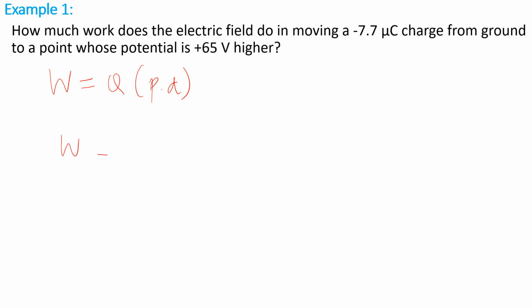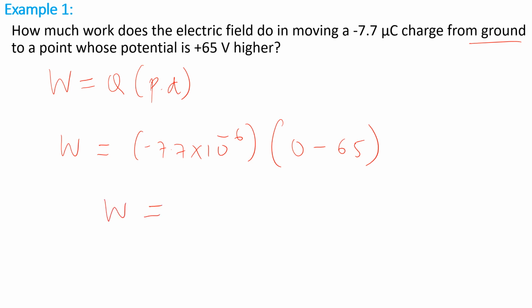So the work that is going to be done here is going to be the charge, which is negative 7.7 micro, that's 10 to the negative 6, multiplied by the difference in potential. The charge was moved from the ground where the potential is 0, so it's 0 minus 65. 65 is the potential for the last point where the charge is moved, and if we feed in our calculator, we shall get 5.0 times 10 to the power negative 4 joules of energy.